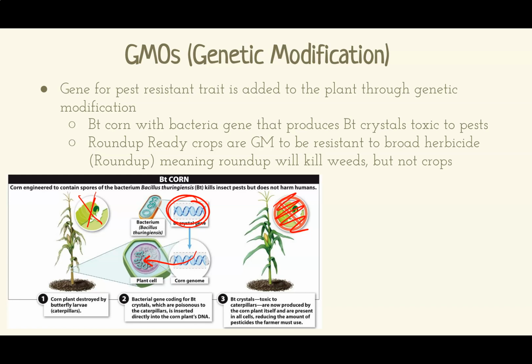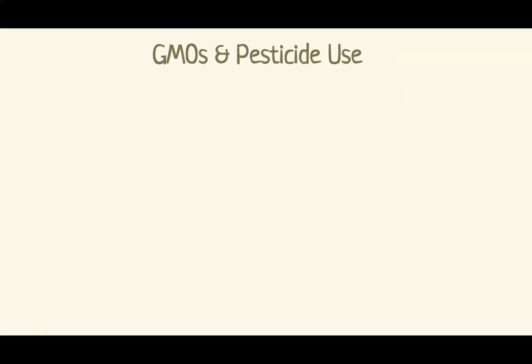Also, GMOs can be used to have plants grow faster, grow in different temperature conditions, meaning having a longer growing season, or producing just straight up more yield, more fruit or more vegetables or whatever you're growing.